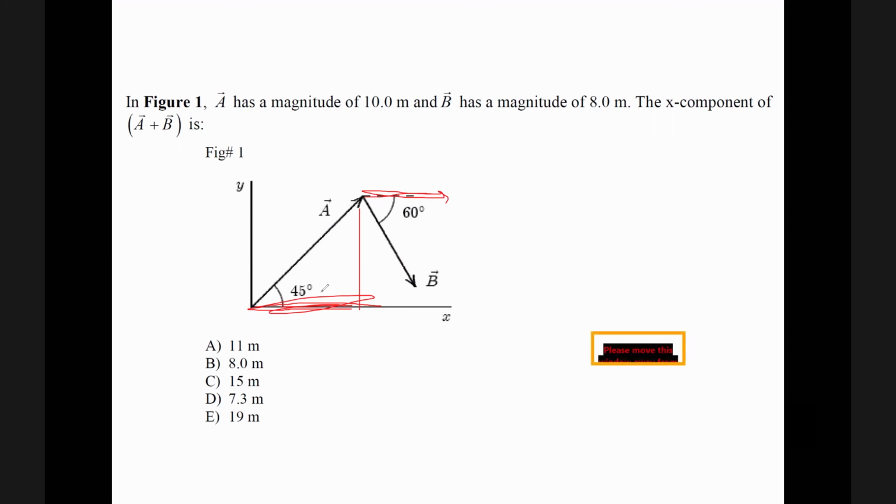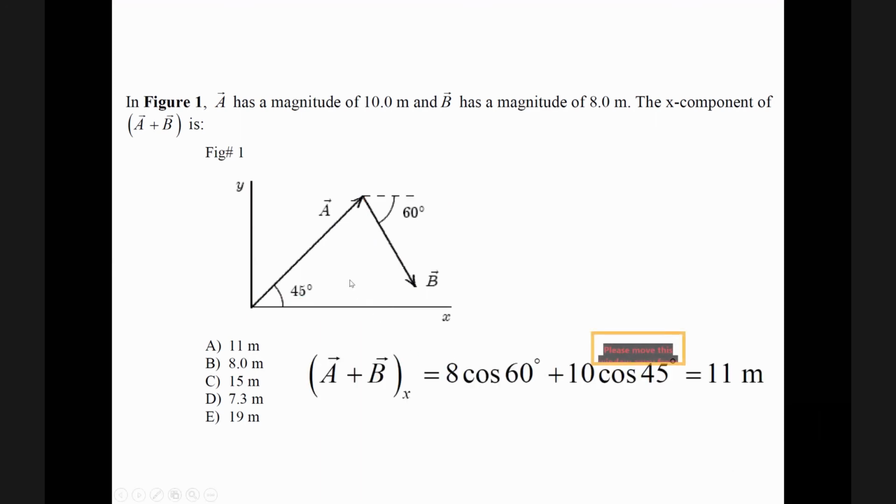Let me ask you: is the Y component of A positive or negative? Positive. Is the Y component of B positive or negative? Negative, down. So for the solution I get both components. Of course I know the angles, so this is cosine and this is also cosine, and both are positive. Yes. 8 cosine 60 plus 10 cosine 45. This is the X component of A plus B.